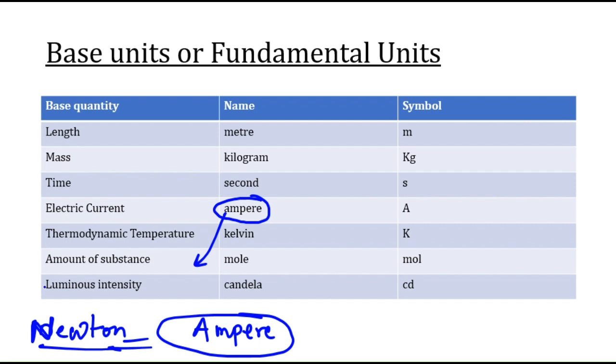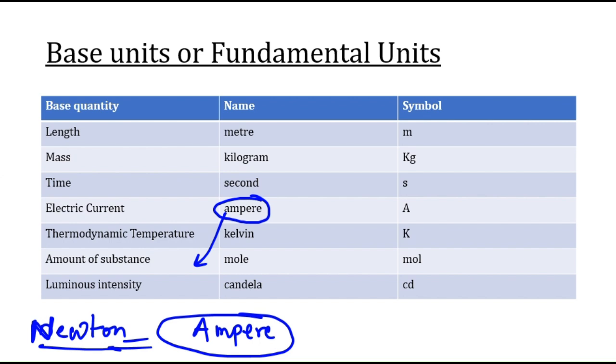Okay, so here we have all these base quantities: length, mass, time, electric current, thermodynamic temperature, amount of substance, luminous intensity, and we have symbols here for their units. Length is expressed in terms of meter, mass in kg, time in second, electric current in ampere, thermodynamic temperature in Kelvin, and amount of substance in mole. And then we have luminous intensity in candela. Later, while studying further, we will discuss all these things one by one. For now, we have just introduced these things.